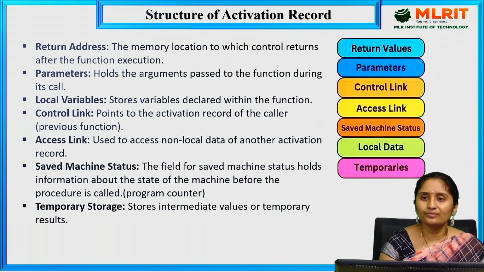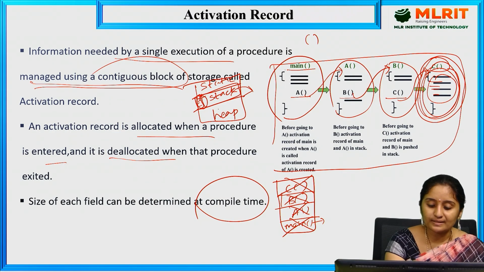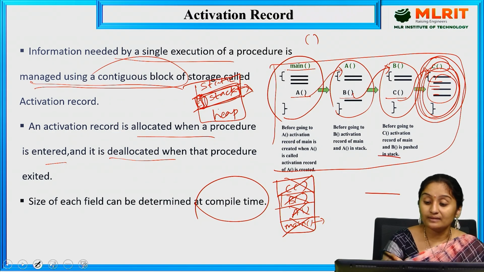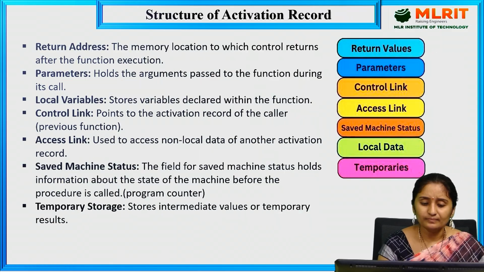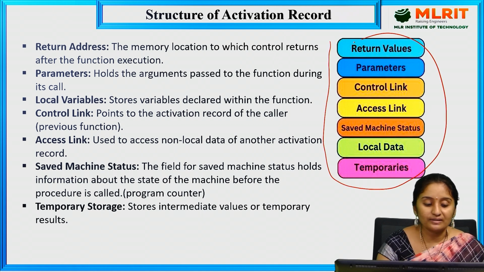So the structure of the activation record. To store in the stack, there are 7 steps where the steps will be executed. This is the structure of the activation record. In this activation record, there are 7 steps to complete the activation record.